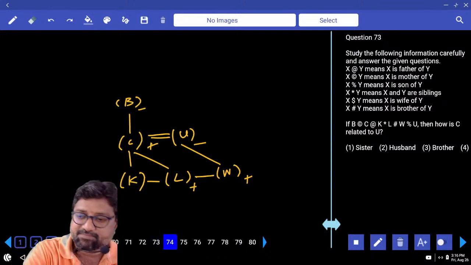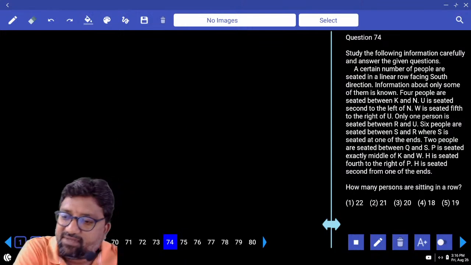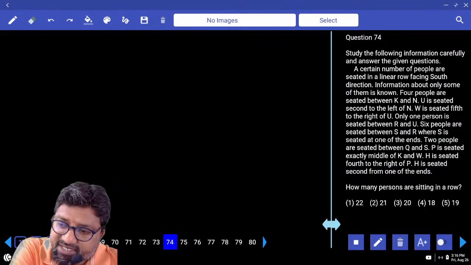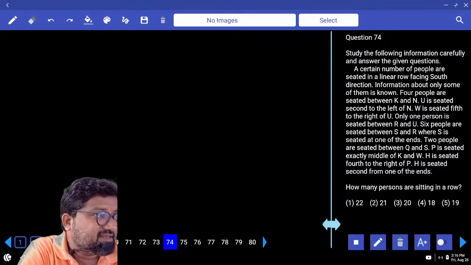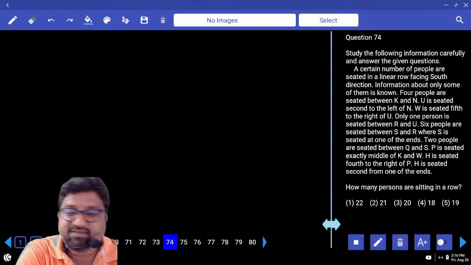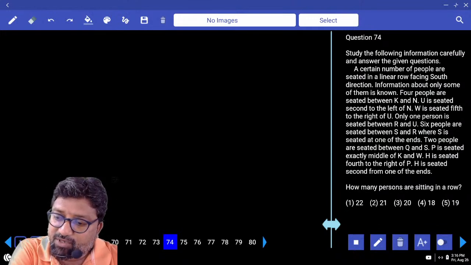A certain number of people are seated in a linear row facing south. When somebody faces south, our right is there and our left is there. Information about only some of them is known.